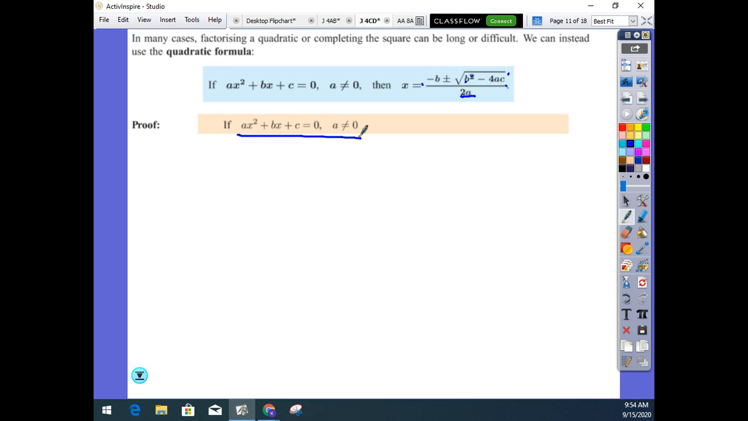So let me show you the proof. So first what you do is get rid of your leading coefficient of a, divide everything by a. Move over the constant.